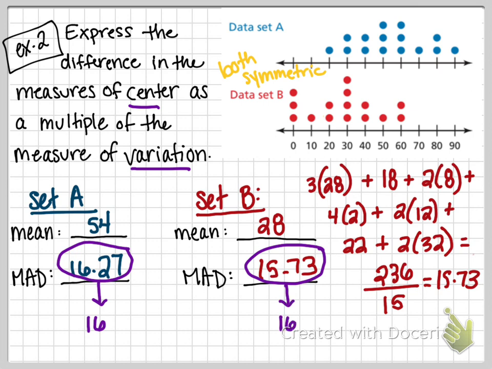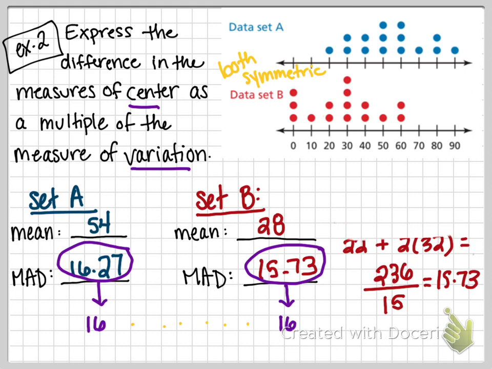In these kinds of problems, when you're asked to do this, your deviation, or you might have it in IQR, your interquartile range, those will be the same. Your measure of variation will be the same, but your mean or your measure of center will be slightly different. So then to finish up this question and to answer it fully, it says express the differences in measures of center as a multiple of the measures of variation.